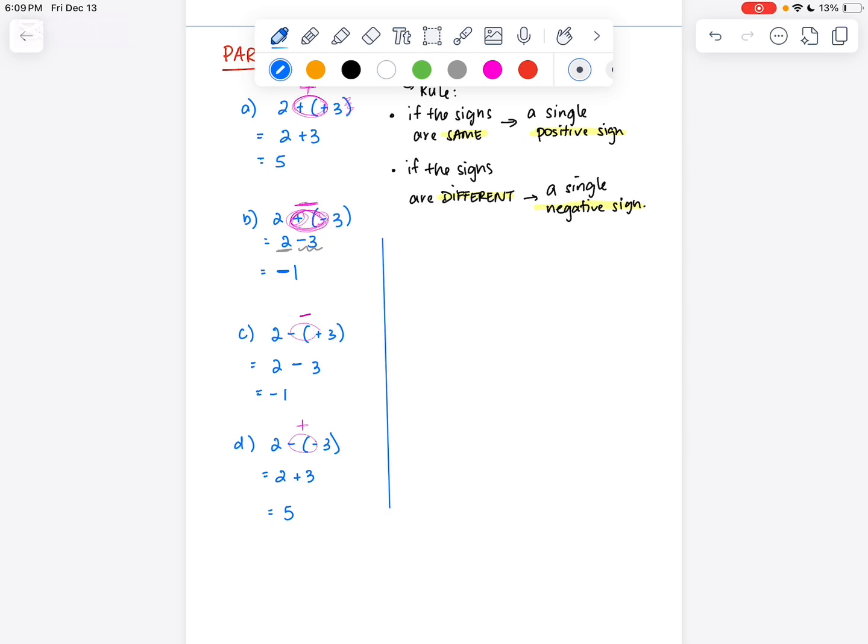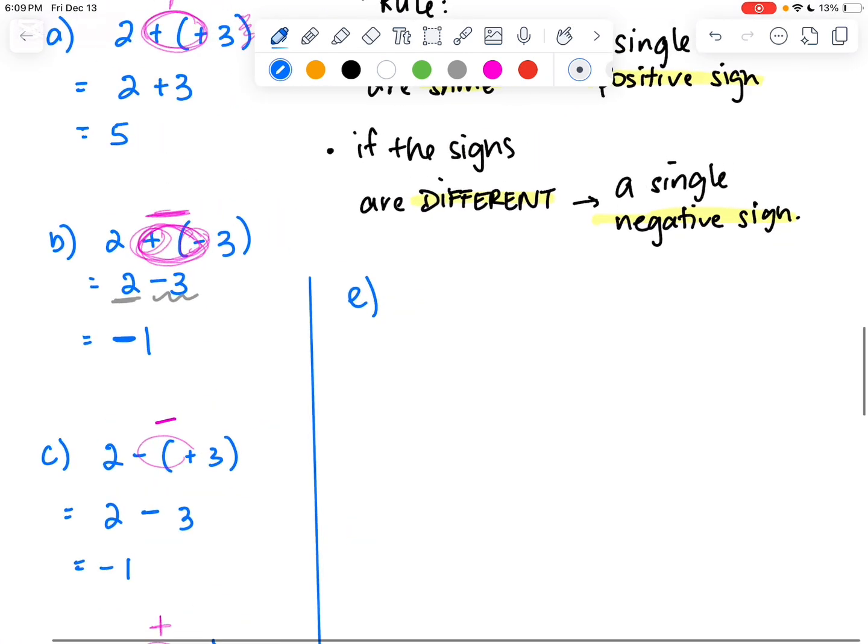Let's give you a question that's a little bit harder. So let's give you a part E. And it's only going to be harder because it's got 3 integers instead of just 2.